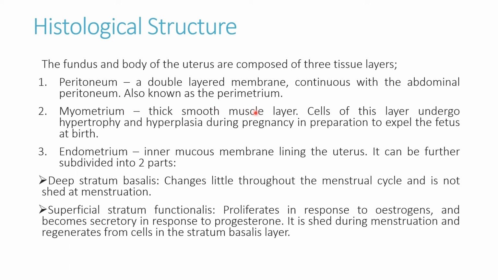During pregnancy, this layer undergoes hypertrophy and hyperplasia to expel the fetus at birth. The innermost layer is the endometrium. It is the mucous membrane layer. This layer has again two parts, a deep stratum and a superficial stratum. The deep stratum does not undergo much change during the menstrual cycle and it is not shed at menstruation. The superficial stratum undergoes changes in response to estrogen and progesterone during the menstrual cycle and it is shed during menstruation.